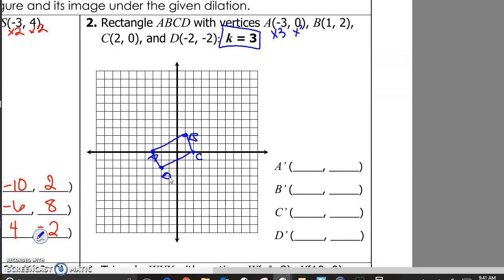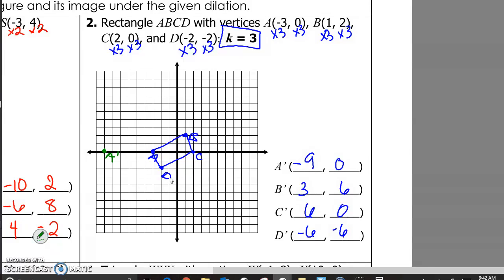So taking this by 3, this by 3, that's going to be -9, and 0 times 3 is still 0. Times 3, times 3, so that's going to be 3, 6. Times 3, times 3, so that's going to be 6, 0. And the last one, times 3, times 3, that's going to be -6, -6. And it's okay if some of these points are still on the 0, it's still going to enlarge it in size. So -9, 0 is our new A.